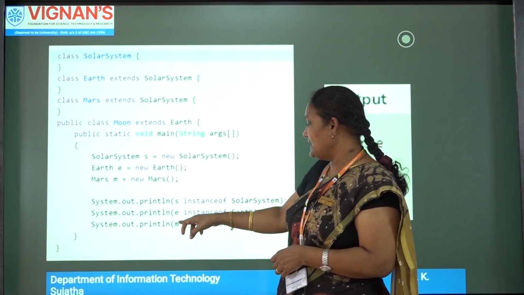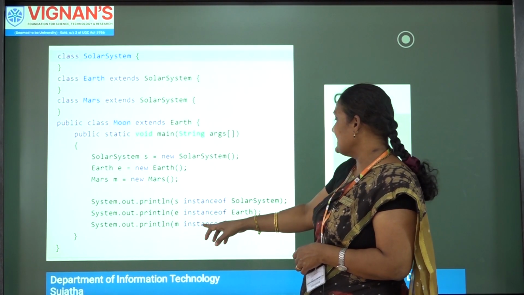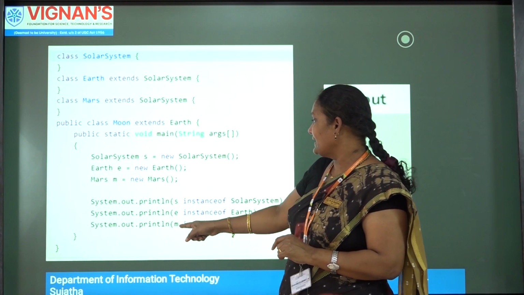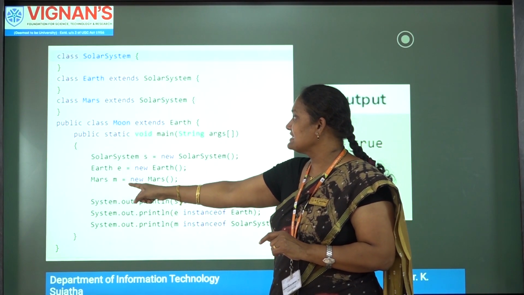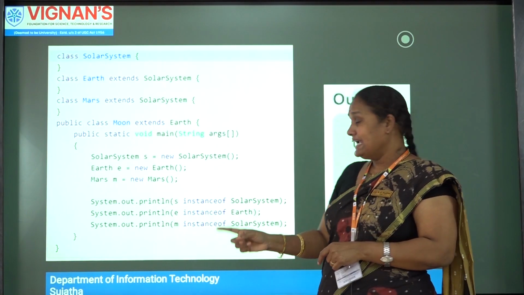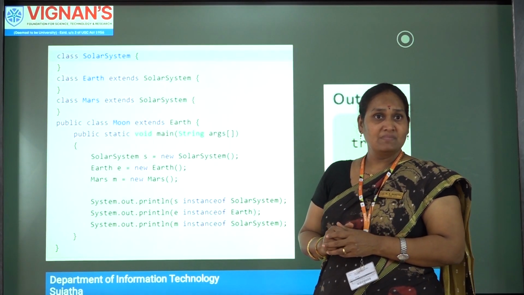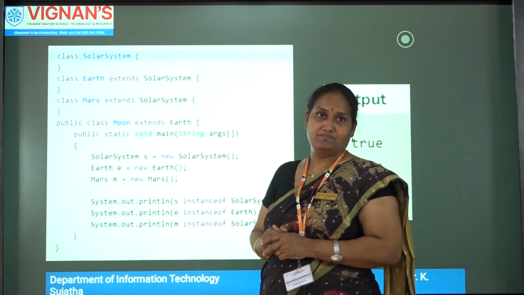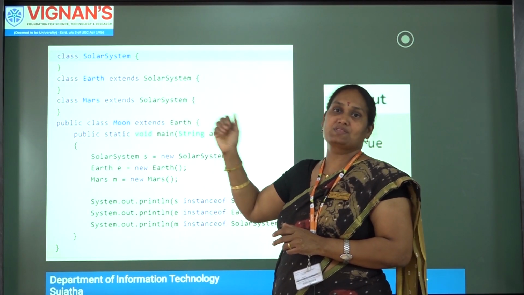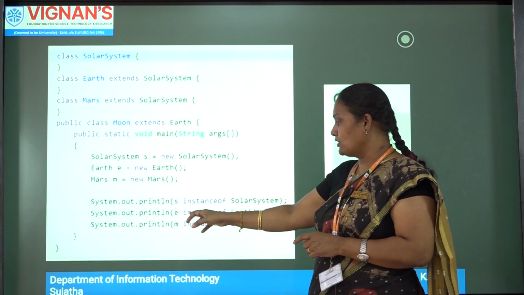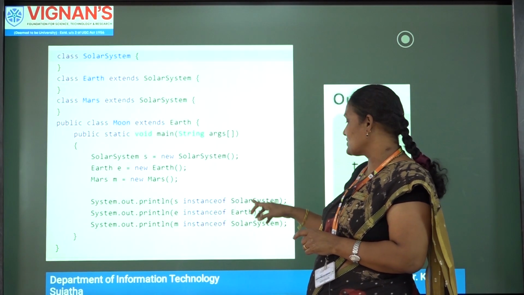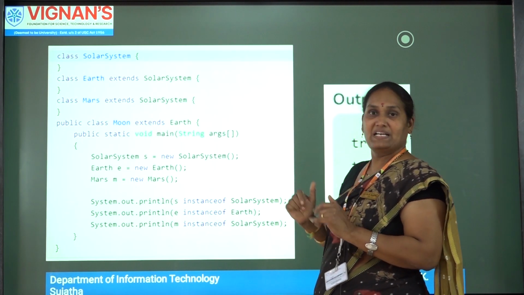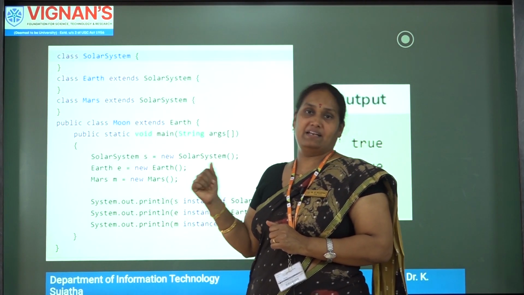Now here you can see M instanceof Solar System. If it is an instance of Solar System, then it prints true, otherwise it prints false. You can see M is an instance of Mars, but it prints true. Why is it happening? Since Mars is the subclass of Solar System. That's why the object of Mars can be considered as an instance of Solar System as well. That's why it is printing true. Right. So I hope that everybody understands this hybrid inheritance also.